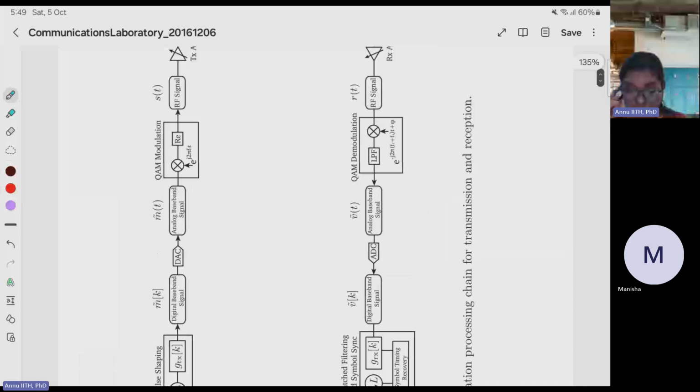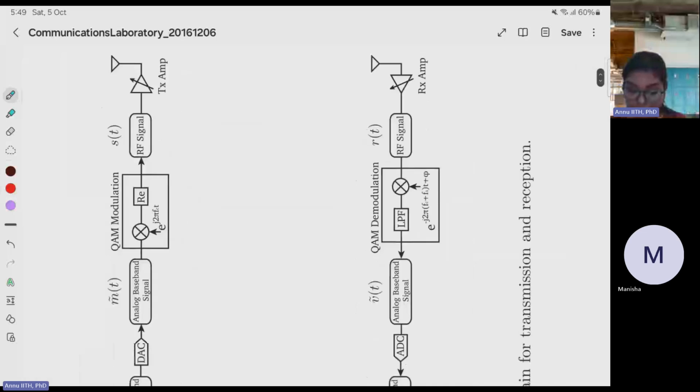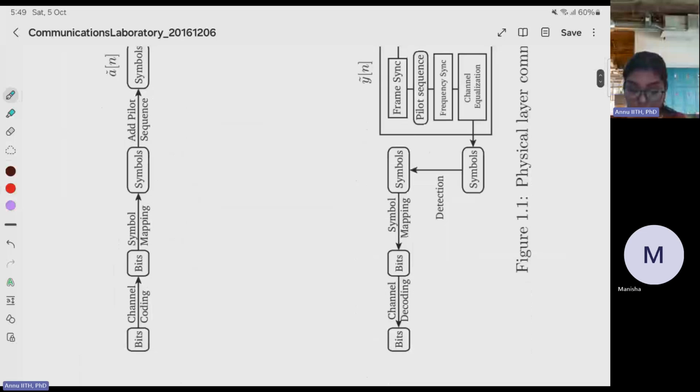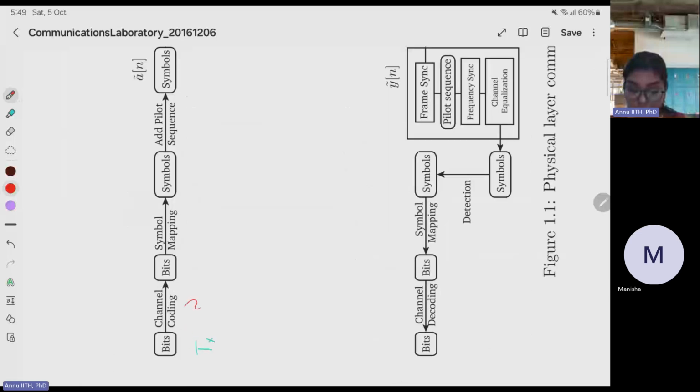So, the block diagram: if we see, this is transmission. You have bits, and through channel encoding you have a sequence of bits. Channel encoding is for reducing the probability of error.